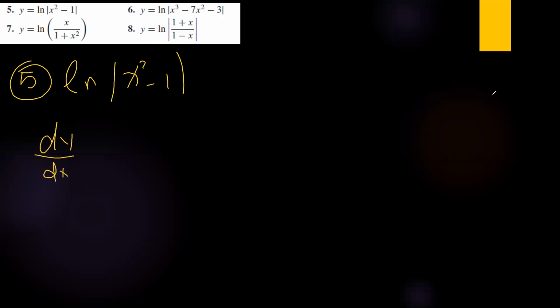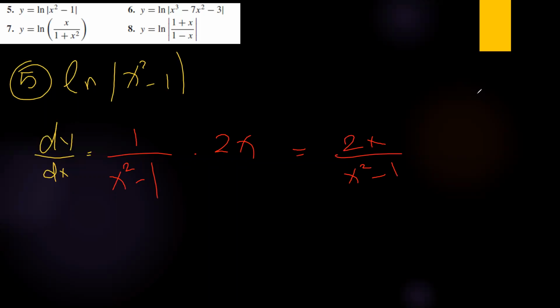Now, let's solve number 5 here. I want to find the derivative of ln of x squared minus 1. So it is 1 over x squared minus 1 times the derivative of x squared minus 1, which is 2x. So it will be 2x over x squared minus 1. Is it clear?